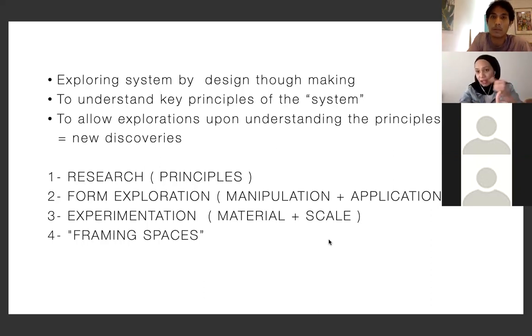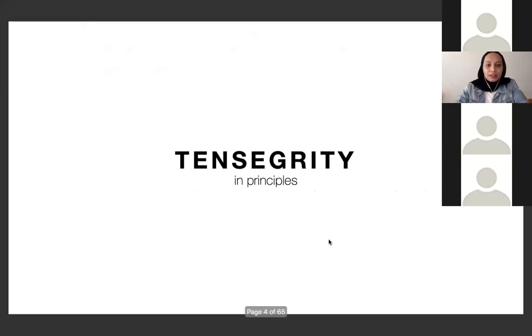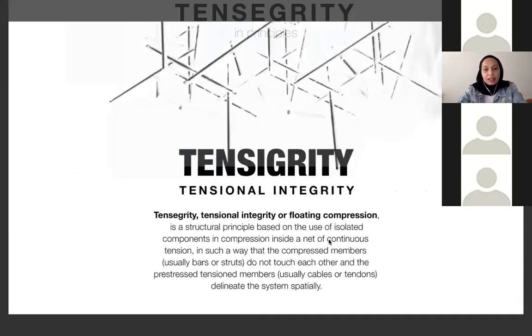So these are the processes that I laid out. First, you have to have the research. Second, the form exploration. Third, the experimentation through material and also scale, where you test it out. And also framing spaces, because once you explore the model, you want to see how it's going to look within the space. So I'll go on with tensegrity in principle first.